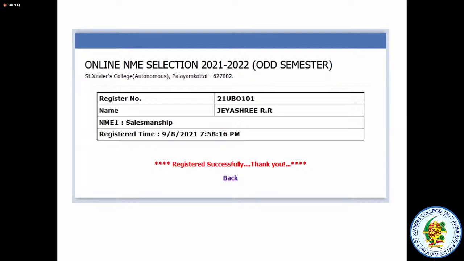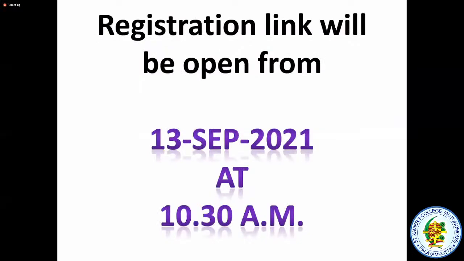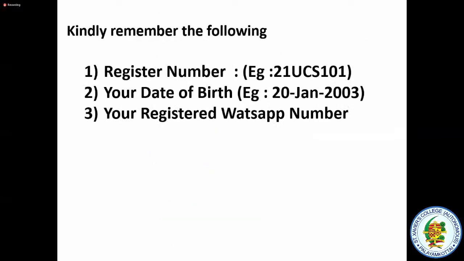So the registration link will be open from 13 September 2021 at 10:30 AM. That is coming Monday morning 10:30 AM it will be open. Okay, because the next 3 days will be holidays. So on 13 September 2021 at 10:30 AM the link will be open on the college website. You can register online. So any doubts, please type in the chat box. So kindly remember your register number, your date of birth and your registered WhatsApp number. That's all.